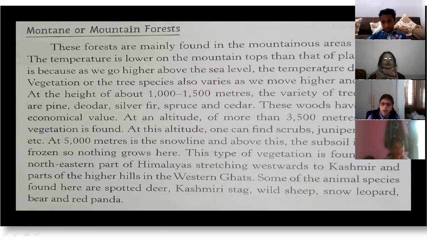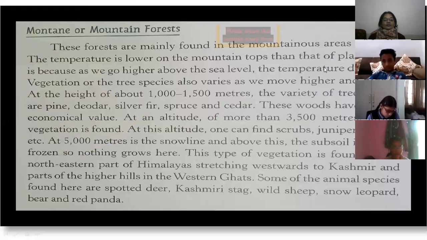Okay. So that mountain forest we are talking about grows on the mountainous region. And you all know that as we go higher, the temperature decreases. Clear? And at high altitude, more than 3000 meters, vegetation is found. At this altitude, we can find scrub, juniper, etc. At 5000 meters is the snow line, and above this the subsoil is frozen, so nothing can grow. So above 5000 meters there is a snow line, which means in the snow nothing can be grown.